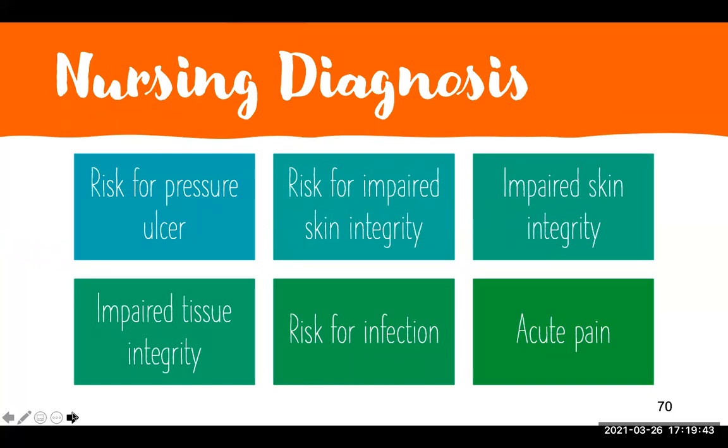These are the diagnoses associated with skin integrity problems. Risk for pressure ulcer, risk for impaired skin integrity, impaired tissue integrity, you could say, even. Risk for infection, or if they have an active infection, and acute pain.